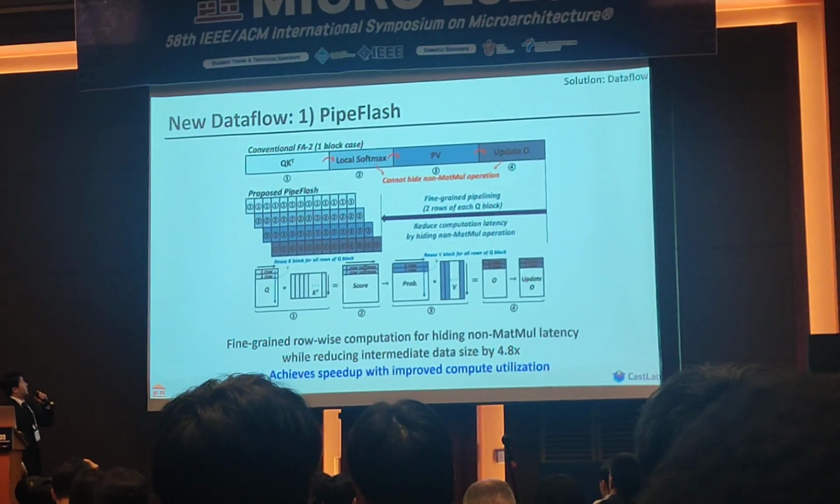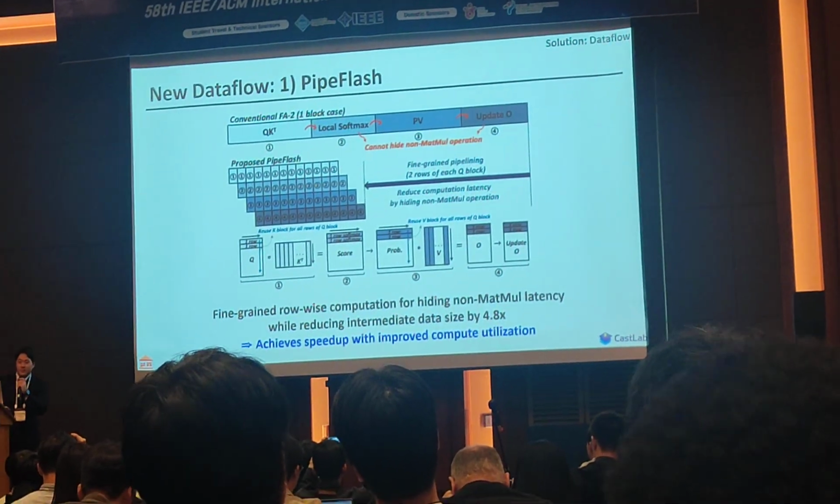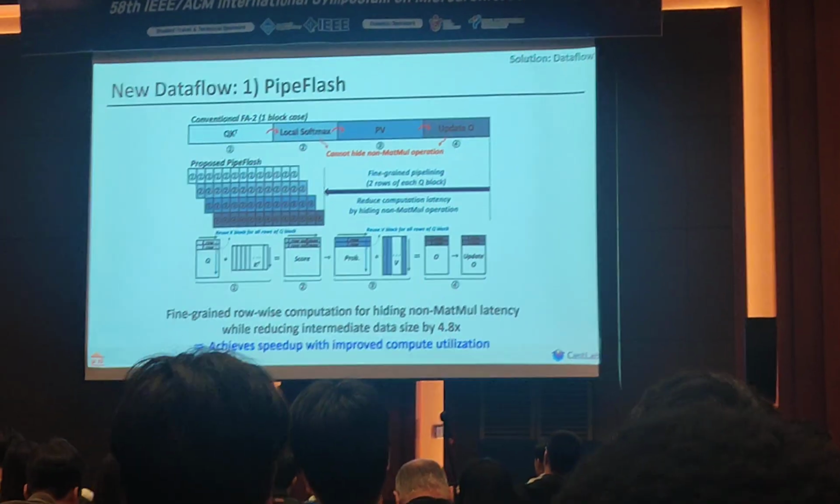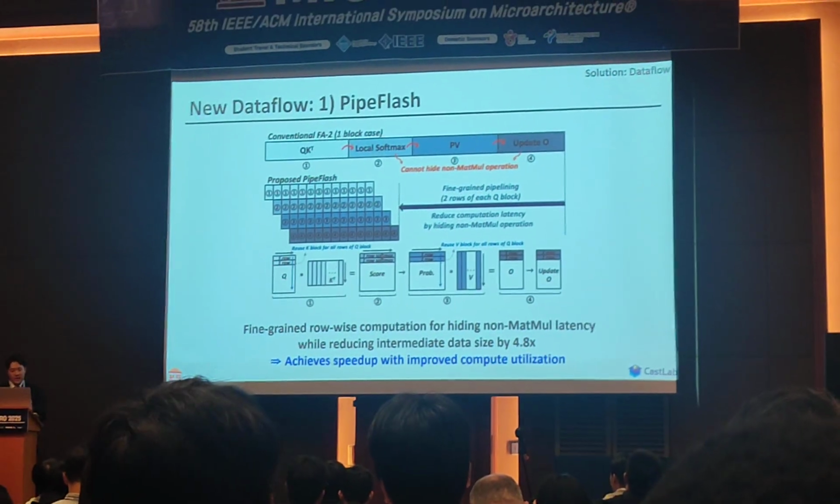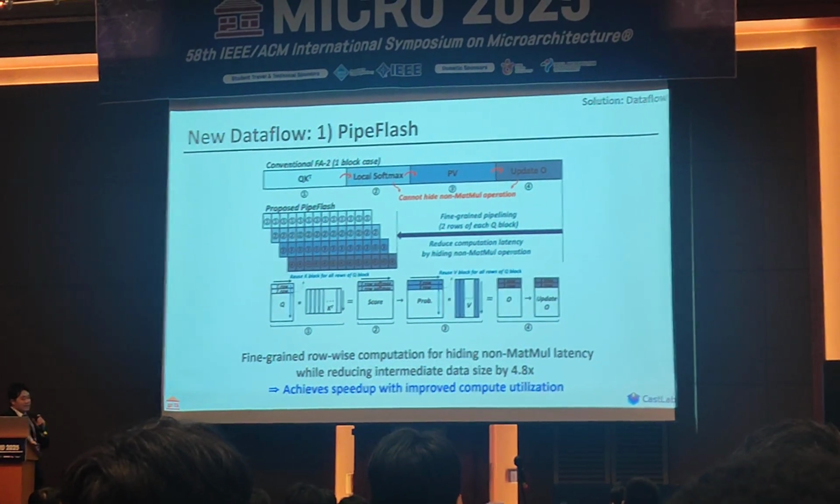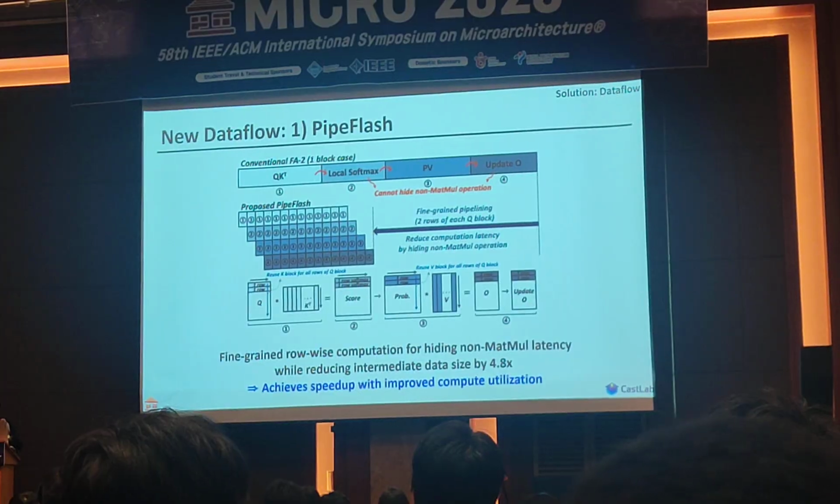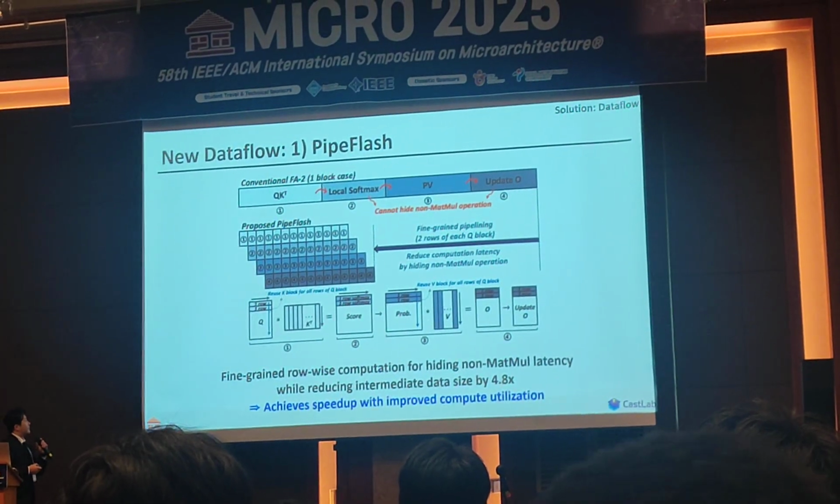So let's first see PyFlash. PyFlash applies row-wise fine-grained pipelining, overlapping softmax and output updates with QK^T and PV computations. So this has minimal latency, reduces intermediate data by 4.58 times, and boosts compute utilization.